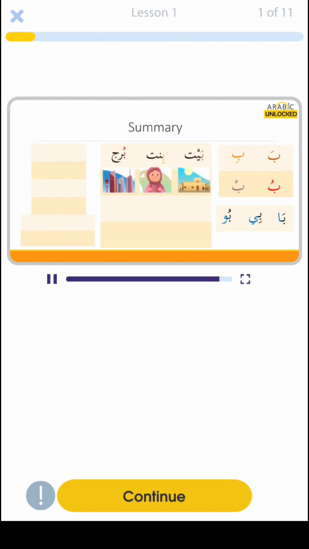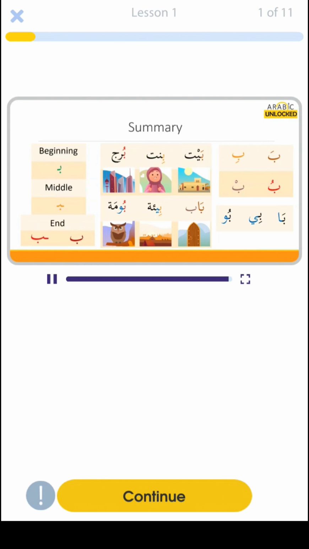Bait, bint, and burj are examples of ba used in words with short vowels. Bab, bi'a, and booma are examples of ba used with long vowels in a word. And when written in the beginning of a word, it appears like this. In the middle, it appears with a link on both sides like this. And in the end, it appears with a link before it or by itself like this. So this is the letter ba.